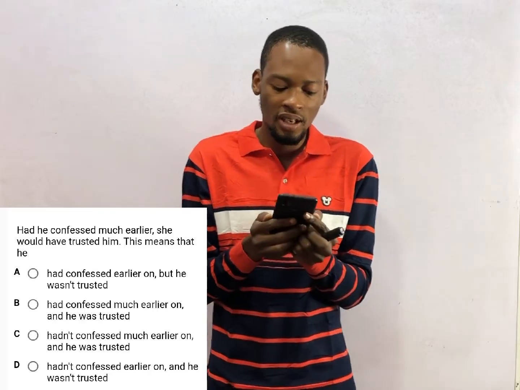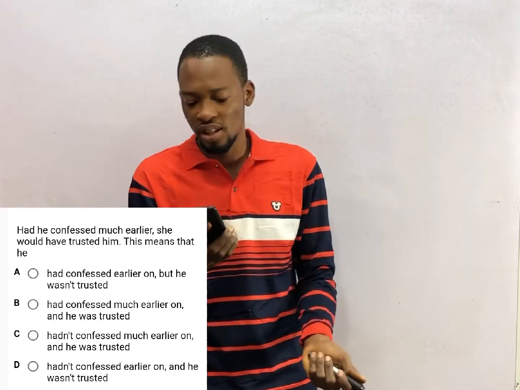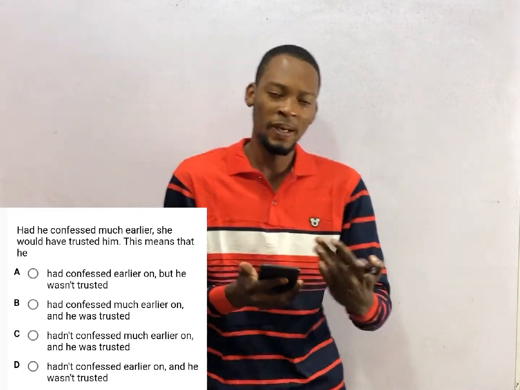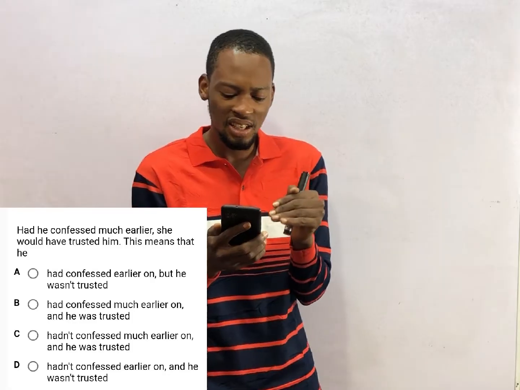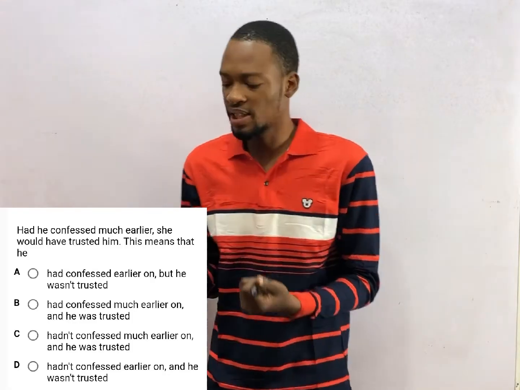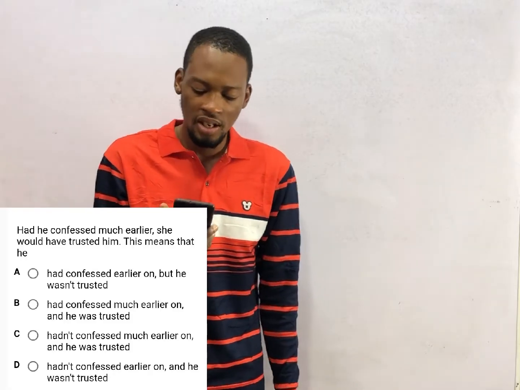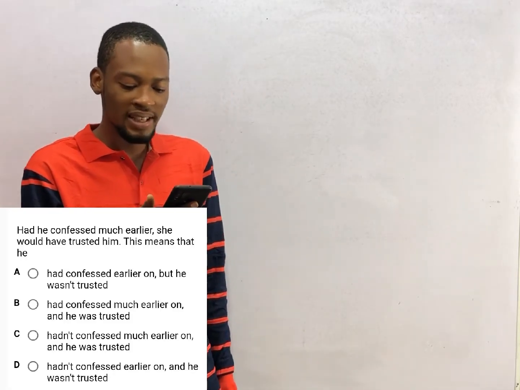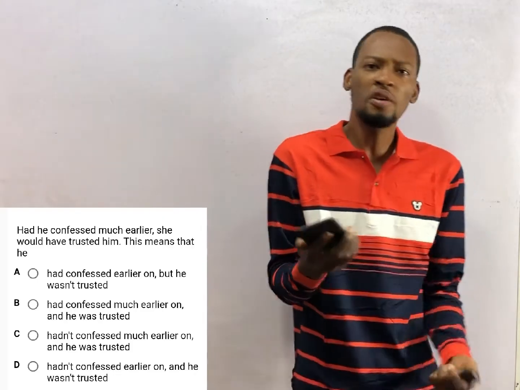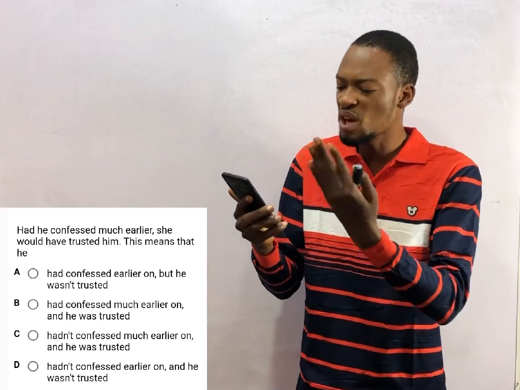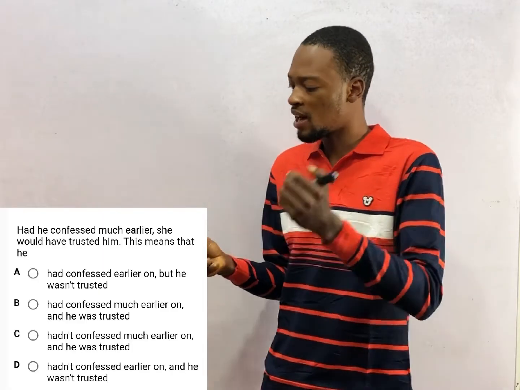Option C says he hadn't confessed much earlier on and he was trusted. See, the first part is correct, but the second part is wrong, because the second part here says he was trusted. But in the sentence, he wasn't trusted. Then option D, he hadn't confessed earlier on and he wasn't trusted. Correct. He did not confess earlier on, true. And he wasn't trusted, true. So in option D, both parts are correct.